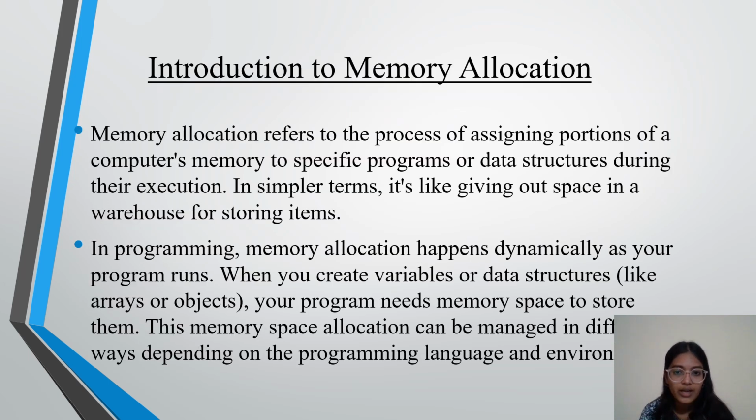So before going to dynamic memory allocation, let's all know what memory allocation is. Memory allocation is the process of giving some portions of the computer's memory to the programs for their execution. In simple words, it's like giving out spaces in a warehouse for storing items. So in programming, memory allocation happens dynamically as your program runs. When you create variables, your program needs some memory space to store that. So that memory allocation can be managed in different ways depending upon the environment.